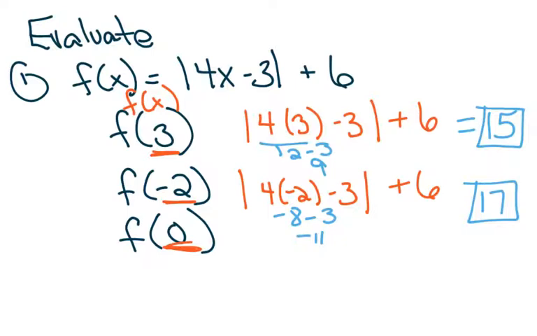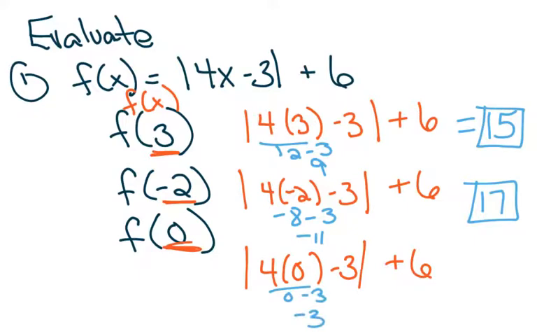All right, and our last one, we have 4 times 0 minus 3. All of that's an absolute value, plus 6. All right, so this is going to just give me 0. 0 minus 3 is just going to give me negative 3. Absolute value of negative 3 is 3. 3 plus 6 is going to give me 9.